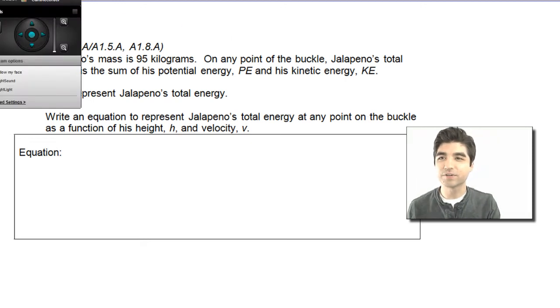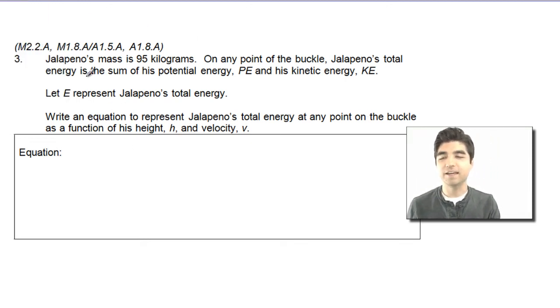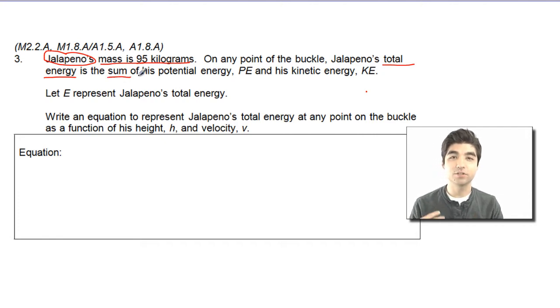Alright, so we're on the third question of the task, and now we're messing with the other wrestler, Jalapeno. His mass is 95 kilograms, so his mass is different. He's lighter. On any point at the buckle, Jalapeno's total energy is the sum. Okay, so you gotta read this really slowly and really carefully. Jalapeno's total energy is the sum, you know that sum means addition, of his potential energy and his kinetic energy. Let E equal Jalapeno's total energy.